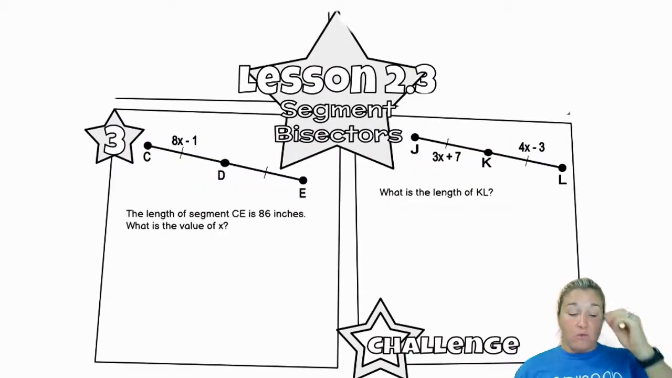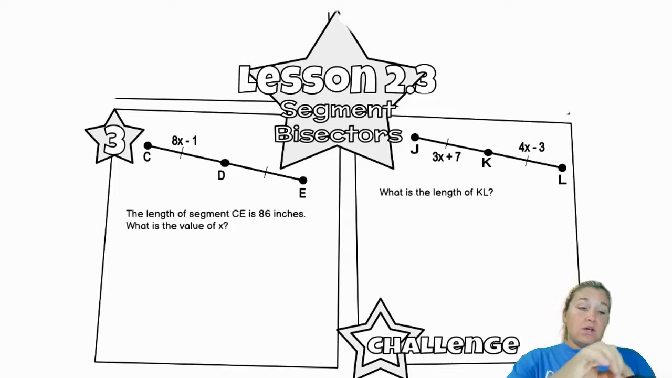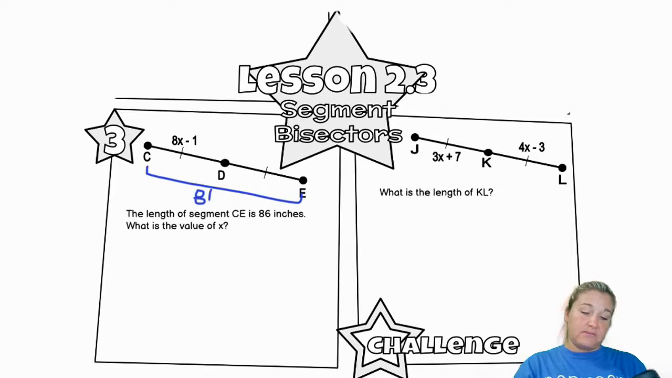Okay, so now we have one more. We have 8x minus 1 is the length of CD, and the length of the segment CE is 86, and now we're trying to find the value of x. So if I have CE, this whole thing is 86. Now, I want you to think back to that first problem when we found just that part of it. Remember what I did? I took that whole piece and divided it by 2 to find each individual piece. So I can do that same thing. So I'm going to do 86 divided by 2, and I'm going to get 43.